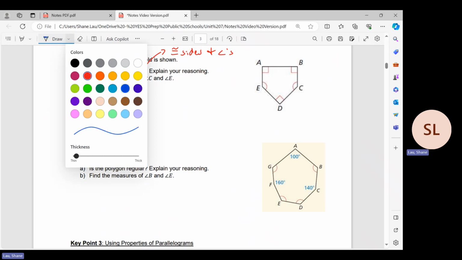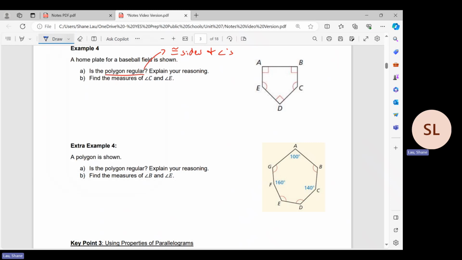So your answer could be somewhere in the ballpark of: the polygon is not regular because, you can say something like, angle C is not congruent to angle A, for instance. Where it's very clear which angle we're talking about.